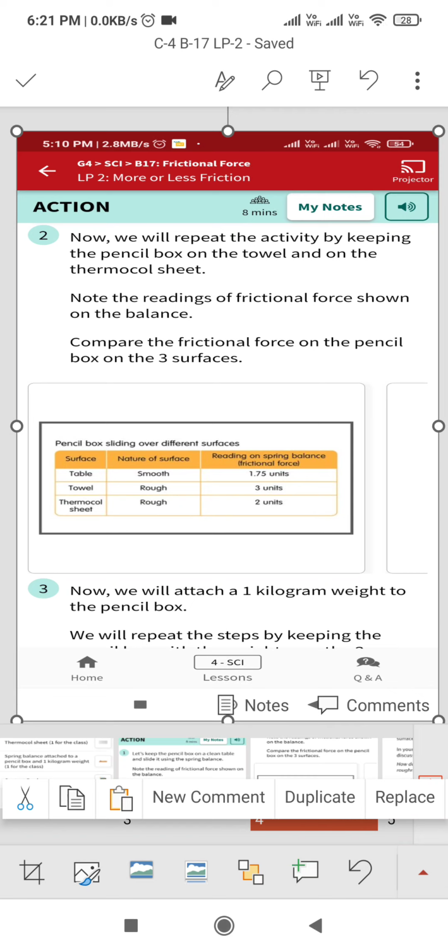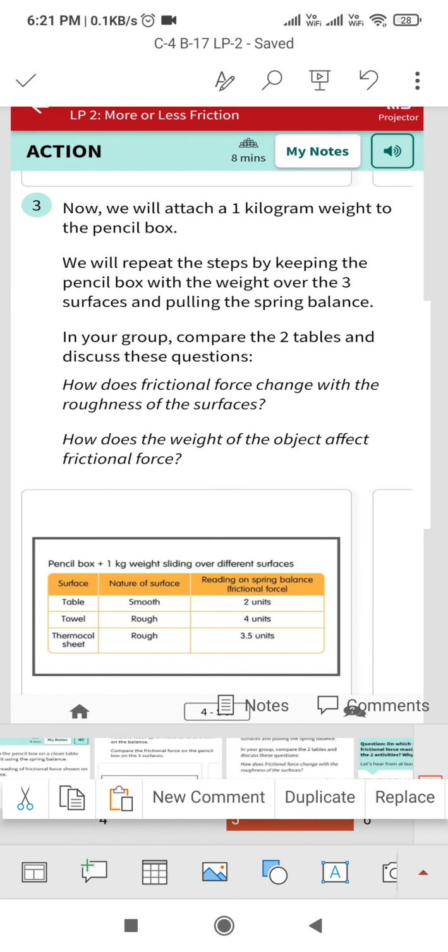Now do this activity by attaching 1 kilogram of weight to the pencil box. Then what we observe is that the surface of the table is again smooth, the towel is rough and the thermocol sheet is again rough. The reading is less in the case of the smooth surface as compared to the rough one.